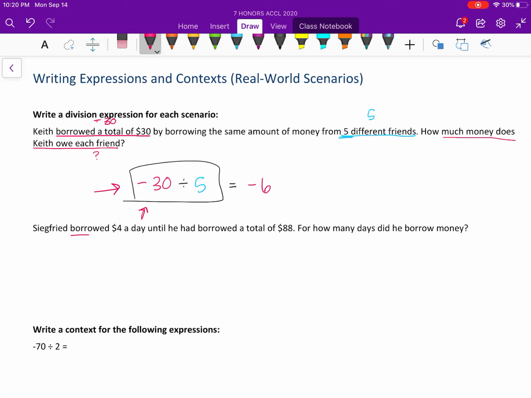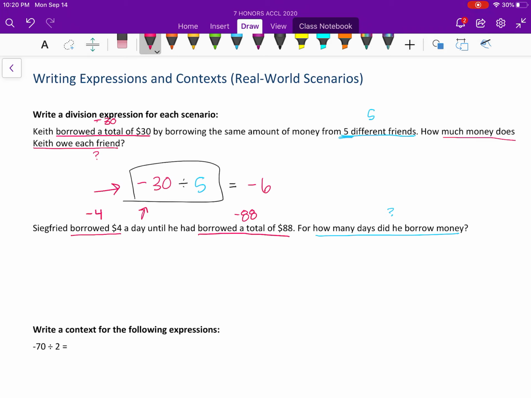Okay, so let's go ahead and underline this again. Siegfried borrowed $4 a day, so that's negative 4, until he had borrowed a total of $88. So he's now in the hole, negative 88. How many days did he borrow money? That's what we don't know. You can't really have negative days. It's going to be positive.